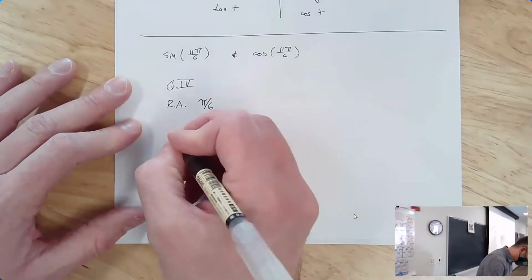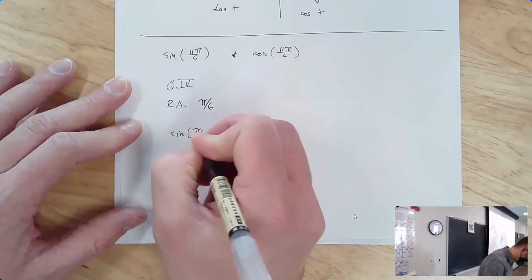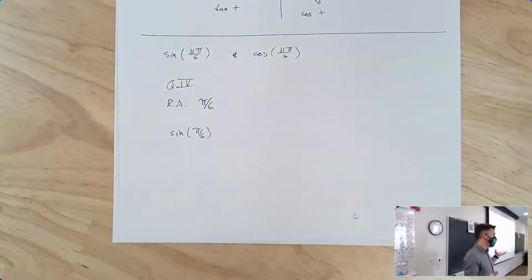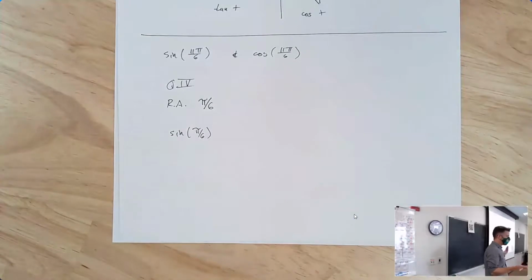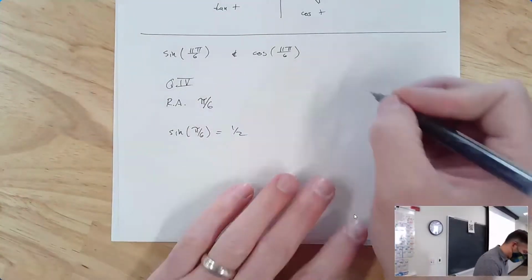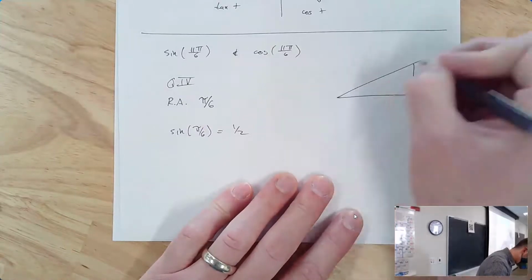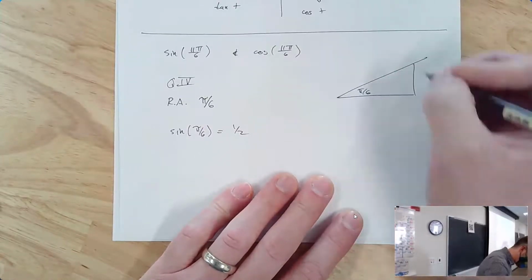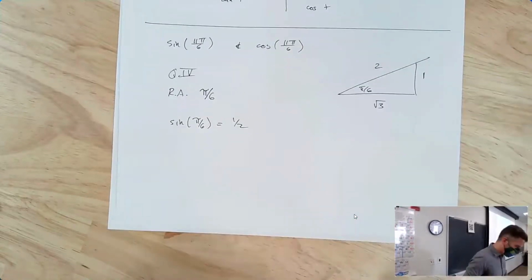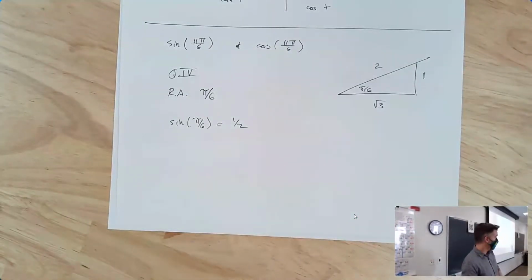All right, I know what sine of pi over 6 is. This is why we need to know what sine and cosine are of the nice reference angles, because they come up so much. The idea is that we have memorized sine of pi over 6, and it's going to be 1/2. We can also draw the triangle. Pi over 6, and the opposite side is 1, hypotenuse is 2, adjacent is root 3.